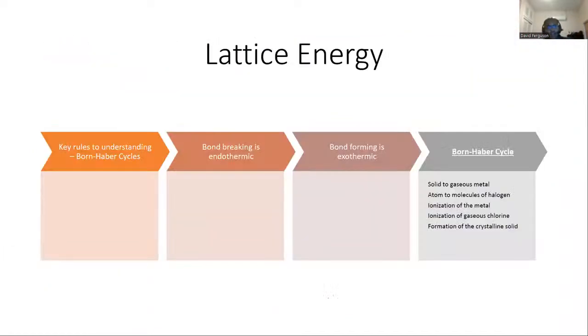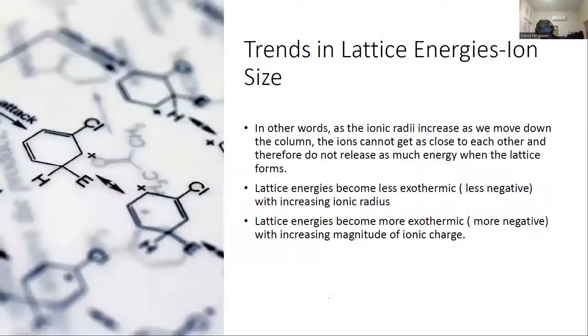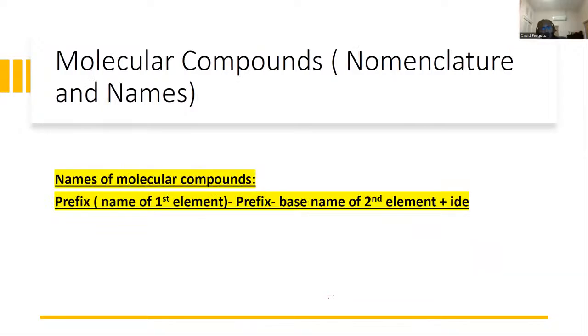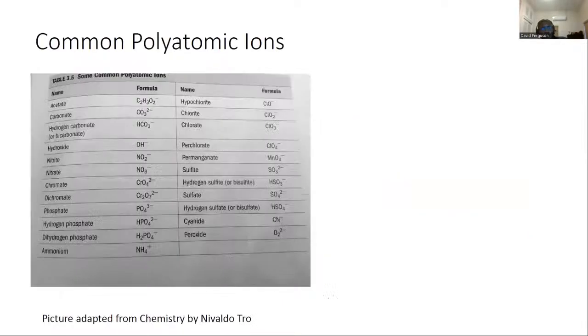So we've already discussed how to do electron configurations. We've already discussed the Born-Haber cycle. So let's get to what we want to discuss for today. In terms of common polyatomic ions, I will want you to understand the really, really common ones.